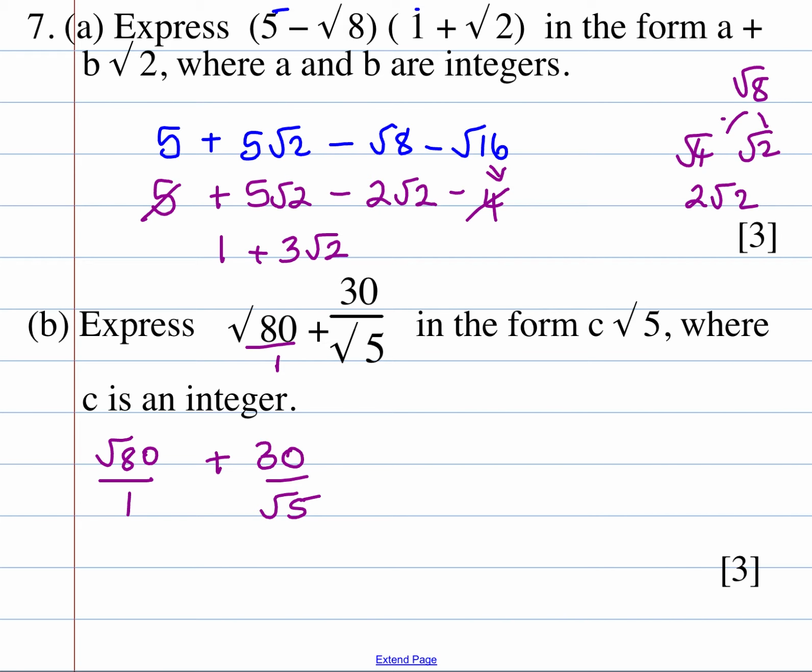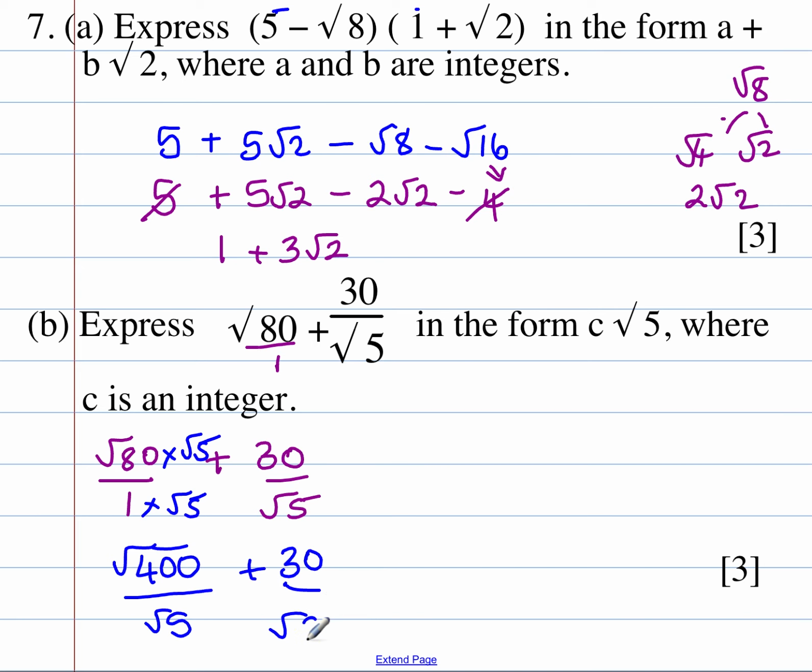Now to add fractions, your denominators must be the same, but they're not. So what I'm going to do, I'm going to times this by root 5. And I'm going to times the top by root 5, and we're going to see what happens. Okay, so what I get is root 80 times root 5. I'm going to combine that surd to give me root 400. And root 400 is going to be over this root 5. And I'm going to plus it with root 30 over root 5.